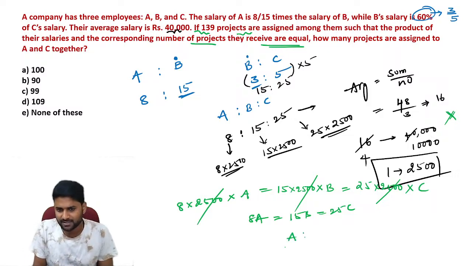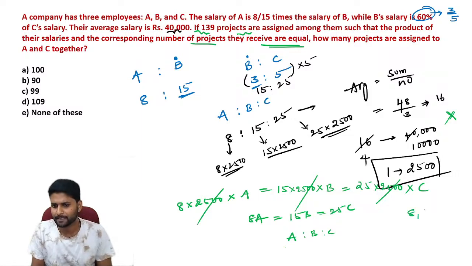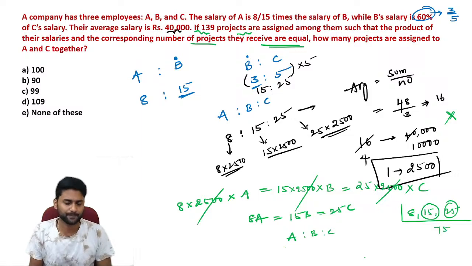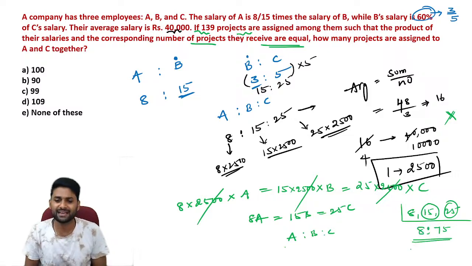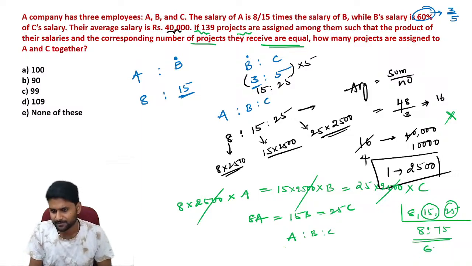To find the A, B, C ratio, A is to B is to C, let's find the LCM of 8, 15 and 25. Let's go through the LCM. So the LCM of 15 and 25 is 75. So the common multiple of both 15 and 25 is 75. Now what about the LCM of 8 and 75? If we go through further simplification, guys, the common multiple is exactly 600.